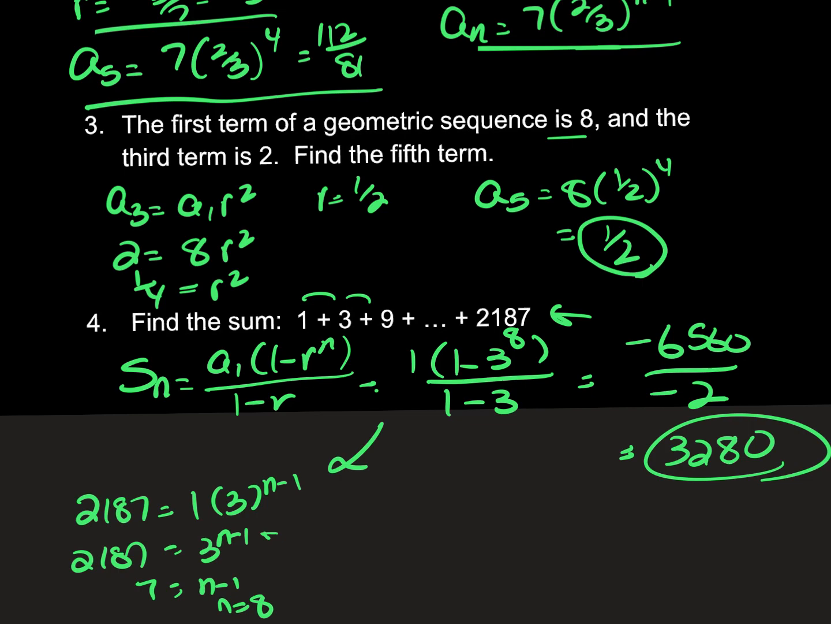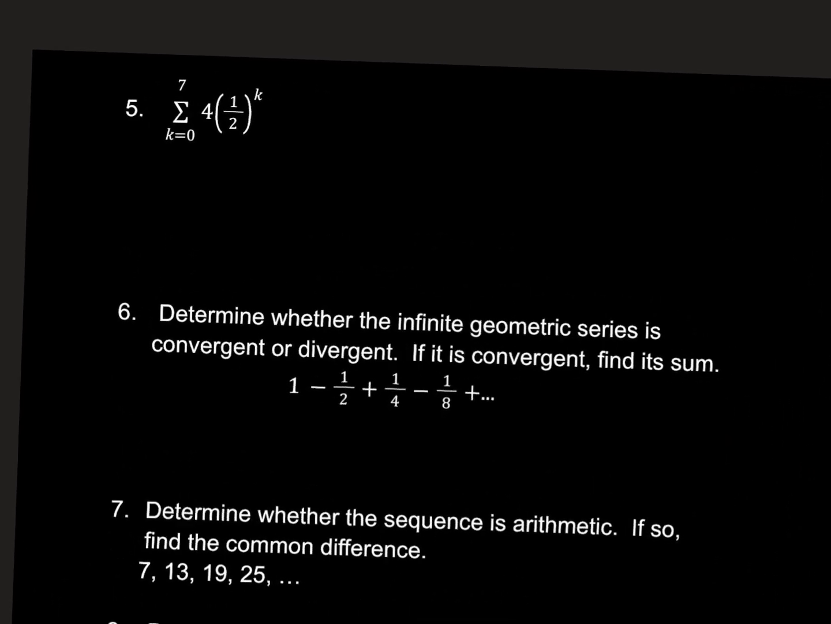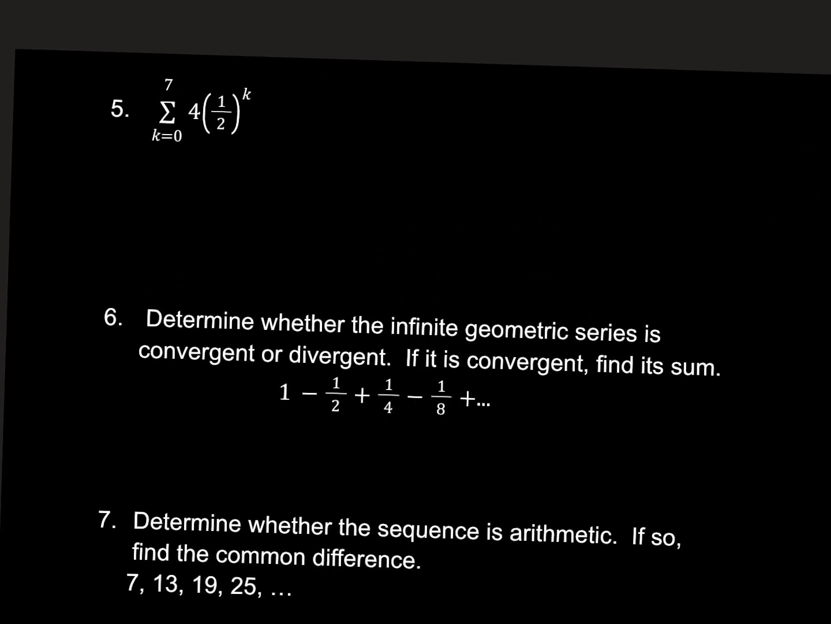Had to use both formulas though, so be careful there. Number 5 is also geometric because there's an exponent. When you see an exponent involved with a sigma like that, that's going to be geometric. So same formula. This formula right here, the sum is the first term, 1 minus r to the n power over 1 minus r.